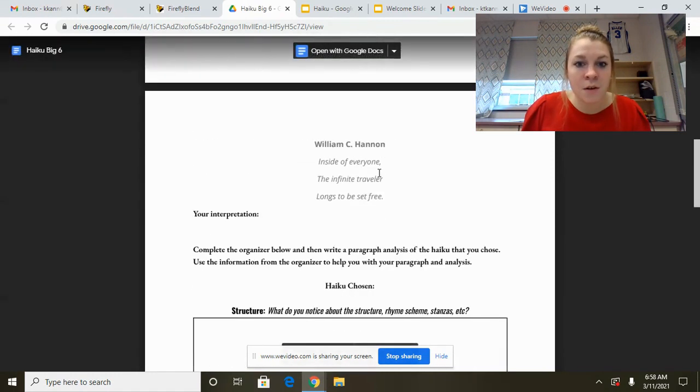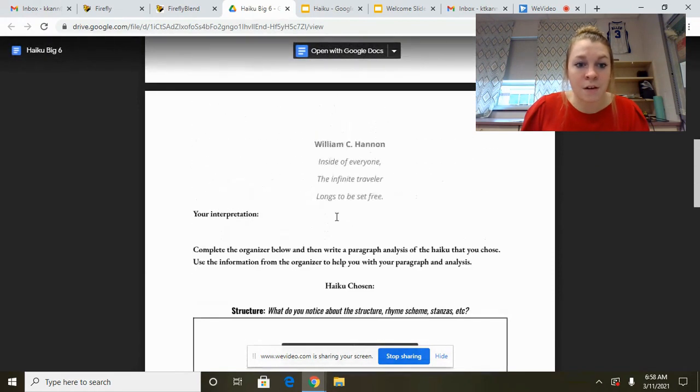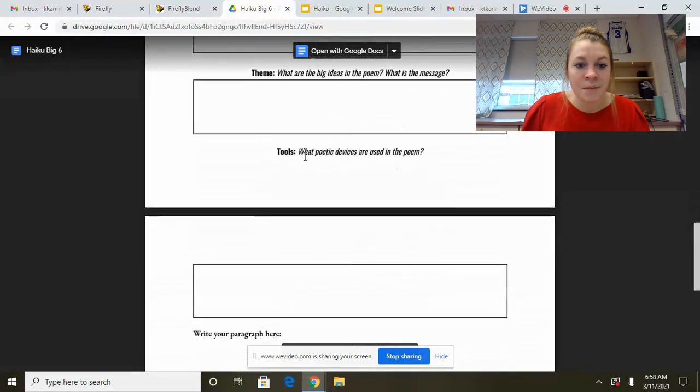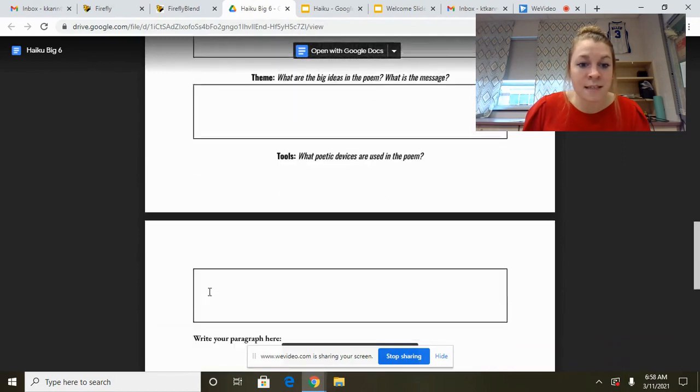So you're going to read through all of those. Oh, and there's one more, sorry. So William C. Hannon: "Inside of everyone, the infinite traveler longs to be set free." So you're going to read through those 4 poems and you're going to write your interpretation. And then I have the organizer down here for the Big Six. However, I only picked out a couple of these elements.